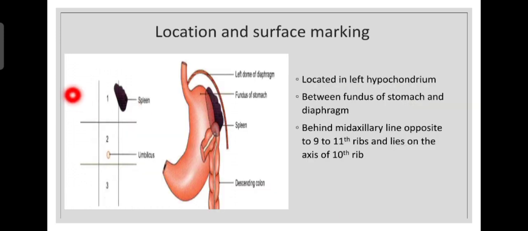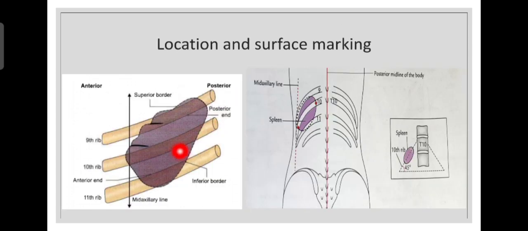So this is the location of the spleen. It is located in the left hypochondrial region between the fundus of stomach and left dome of diaphragm, in front of the ribs and behind the mid-axillary line with its axis on the 10th rib and superior border on 9th rib and inferior border on the 11th rib.